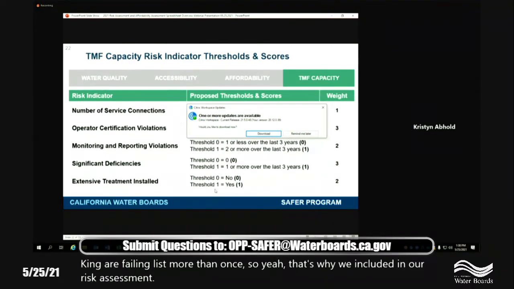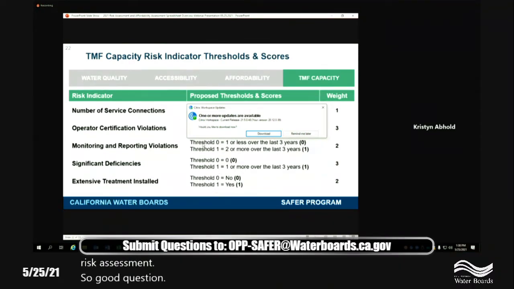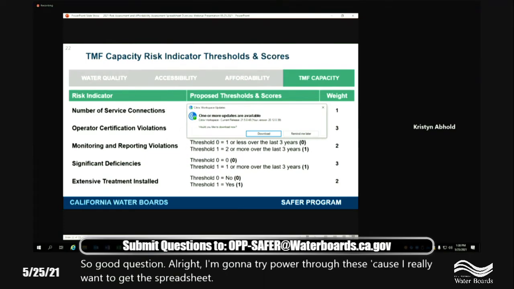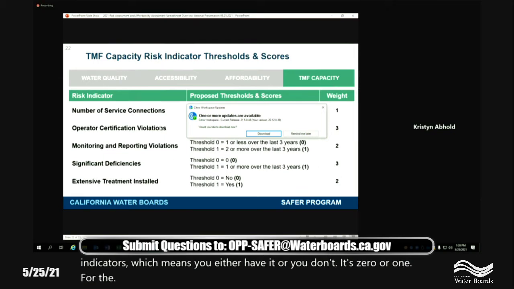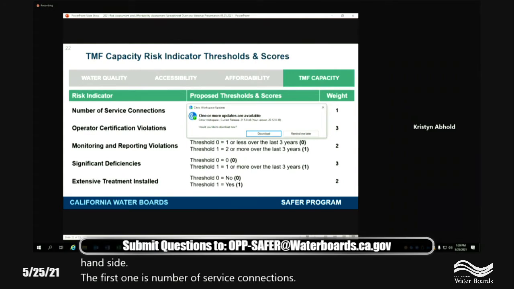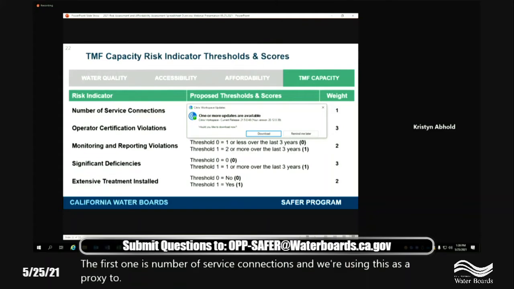So good question. All right, I'm going to try to power through these because I really want to get to the spreadsheet. TMF capacity, these are all binary risk indicators, which means you either have it or you don't. It's 0 or 1, for the score. And then we have our different weights here on the right-hand side. The first one is number of service connections. And we're using this as a proxy to try to gauge the financial capacity of systems.